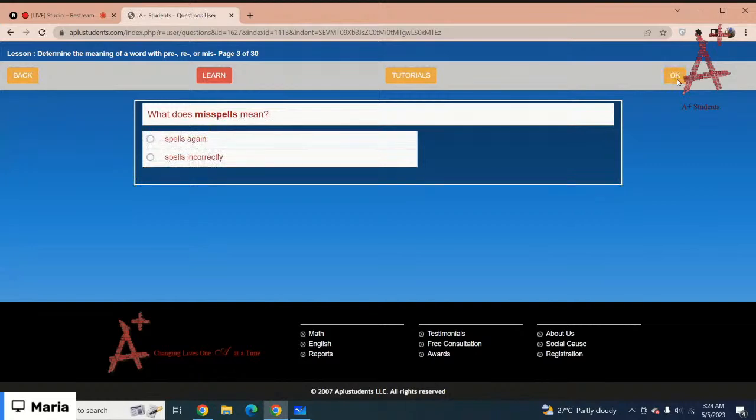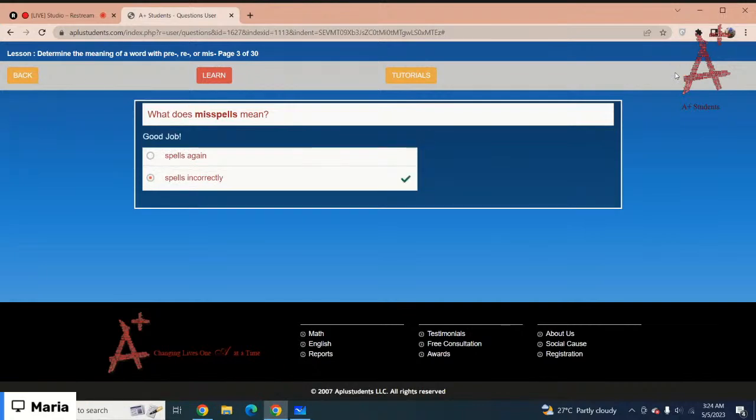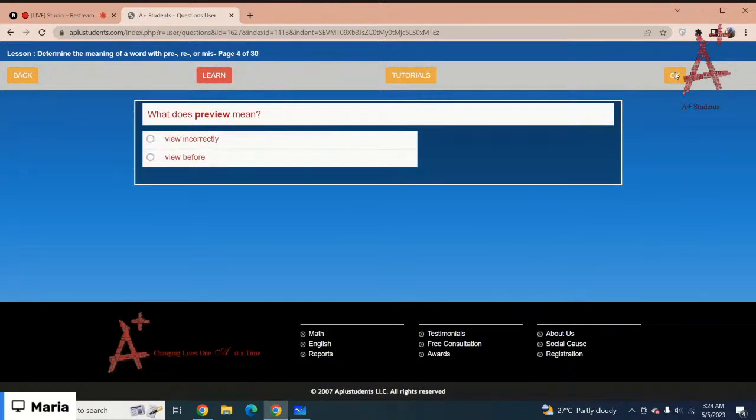What does misspell mean? Which is the correct option? Mis means incorrectly. So it would be spell incorrectly. The second one is the correct option. Very good.